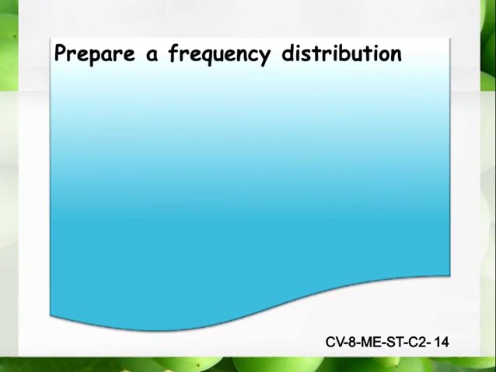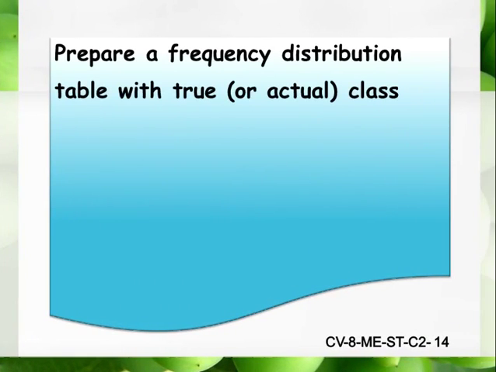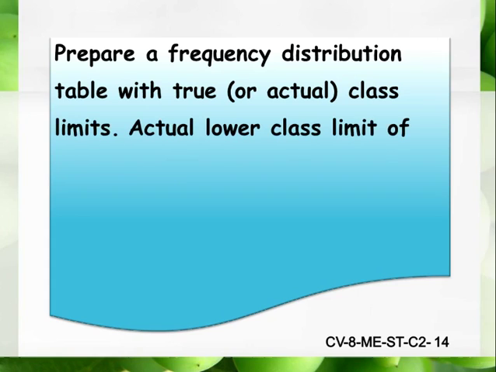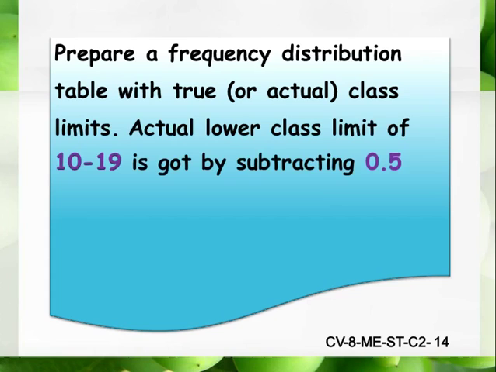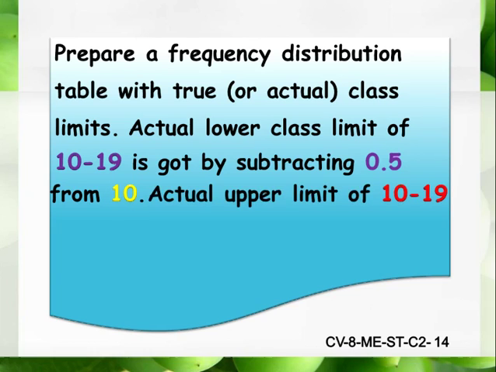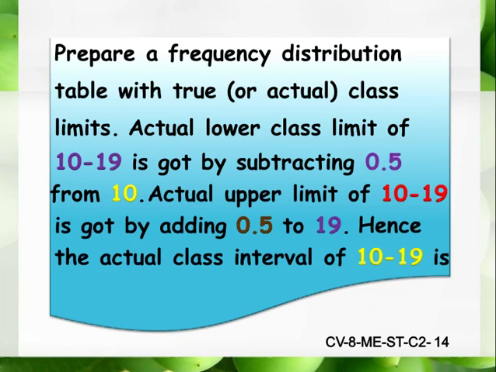Prepare a frequency distribution table with true or actual class limits. Actual lower class limit of 10 to 19 is got by subtracting 0.5 from 10. Actual upper limit of 10 to 19 is got by adding 0.5 to 19. Hence, the actual class interval of 10 to 19 is 9.5 to 19.5.